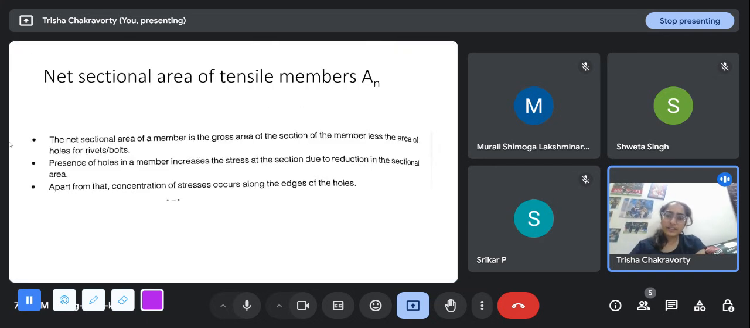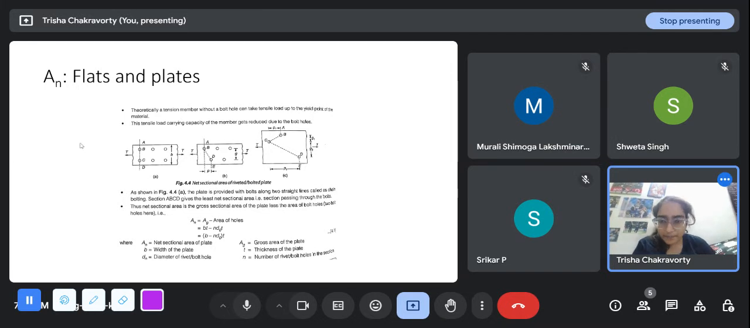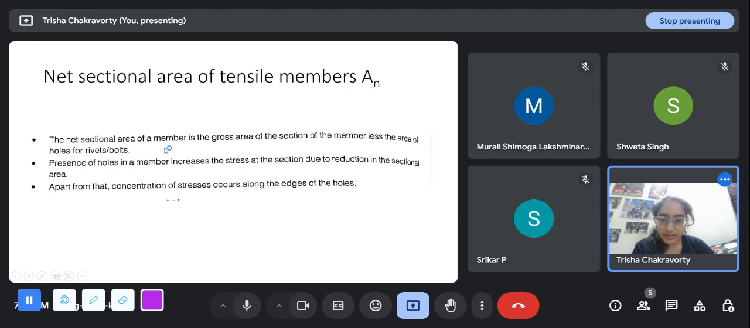So the net sectional area of tensile members, AN, is an important parameter. The net section area of a member is the gross area of the section of the member less, and we have to subtract, the area of the holes for rivets or bolts. The gross area of the section is just what we calculate from geometry. There will be a width of the plate and there will be a thickness of the plate. So multiplying that, we will get the gross area, and from that we have to subtract the area of the bolt holes or the rivets. Suppose we want to find the net area in this part. Okay, I'll come one by one.